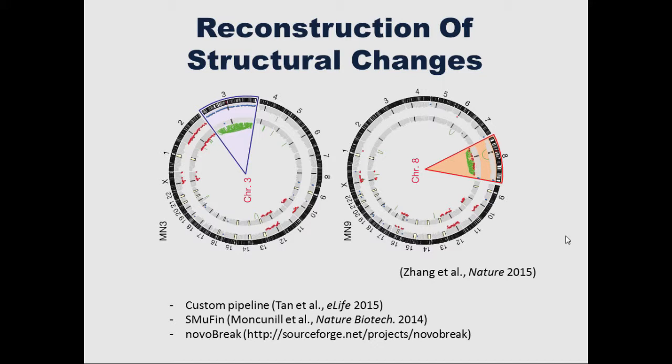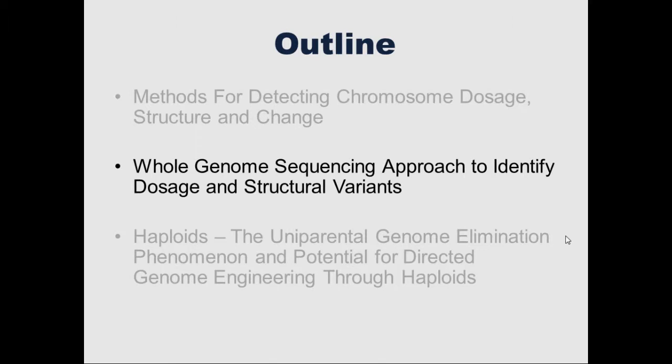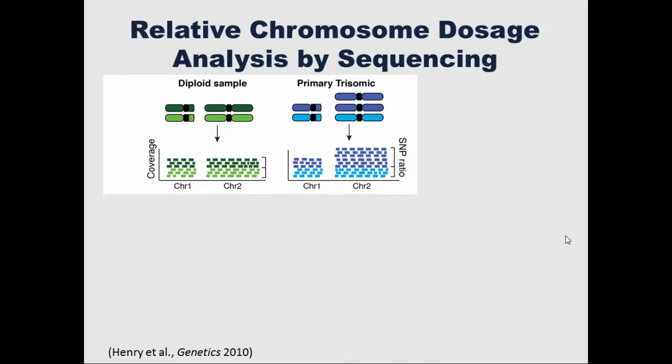So, there are various ways, and this involves sequencing. As you can see, there are many different techniques, and you might have to integrate them and get a specialist or collaborate with someone. What I'm going to tell you is that using whole genome sequencing, you can actually get at both the dosage variation as well as the structural changes.